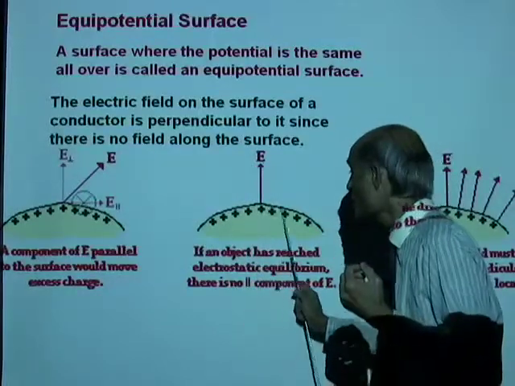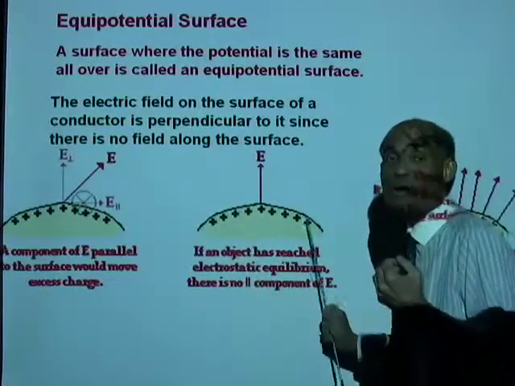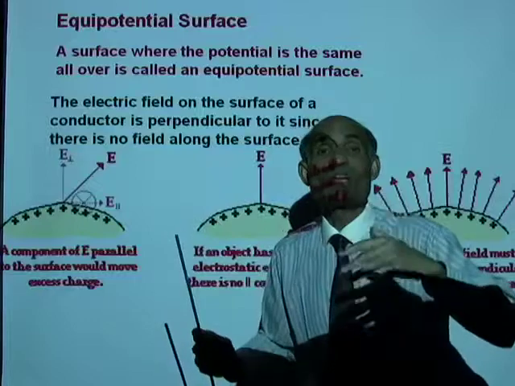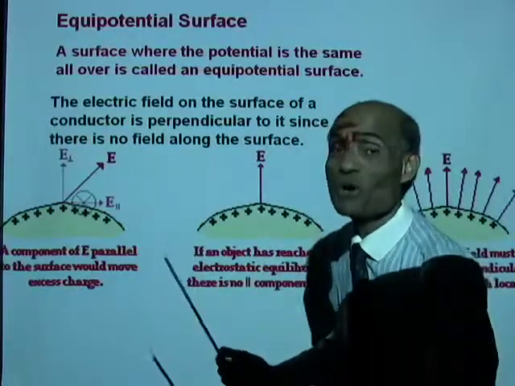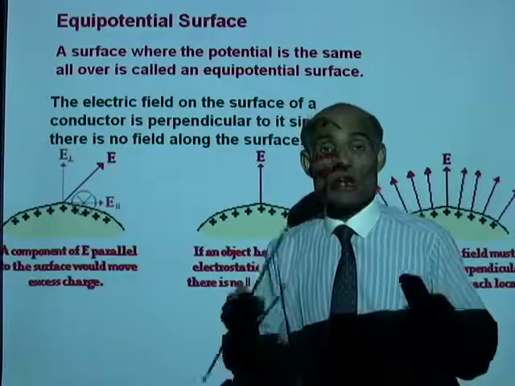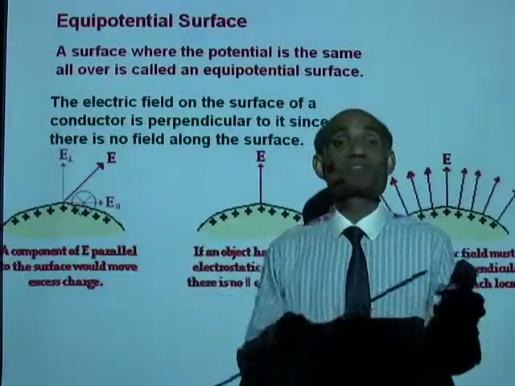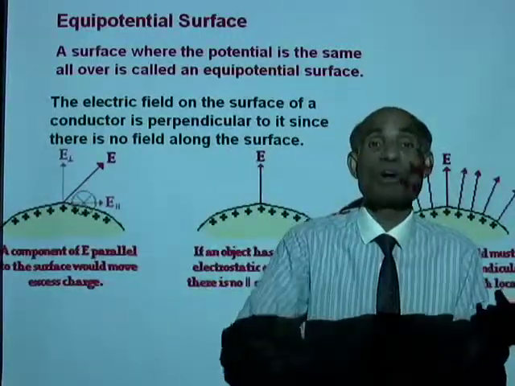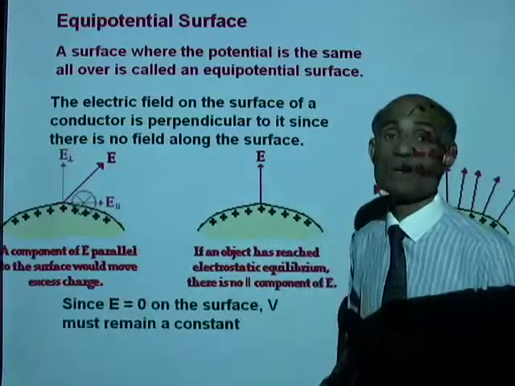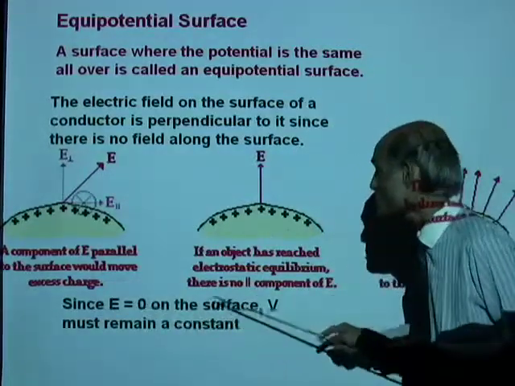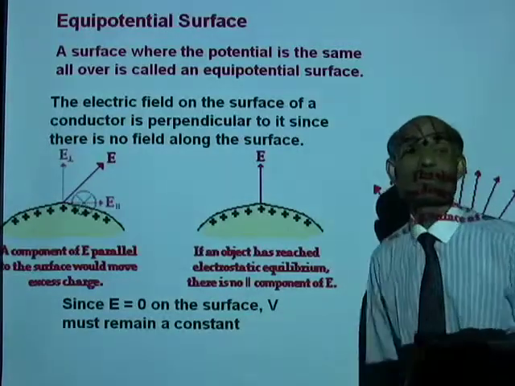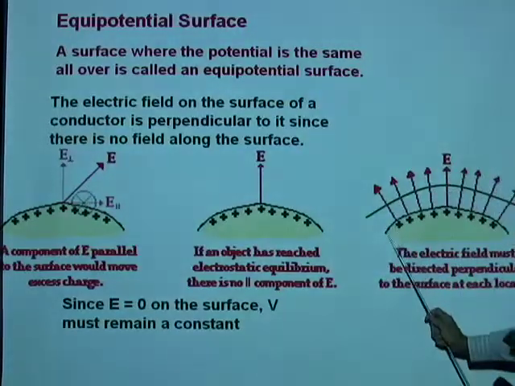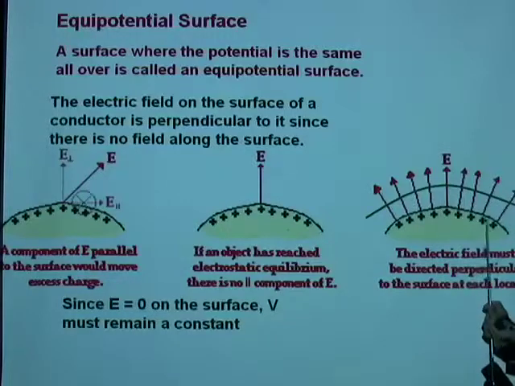Now, if the electric field is at right angles, there is no electric field along the surface. If E equals 0, that means the potential is a constant. So the conclusion is the surface of any charged conductor is an equipotential surface. The potential at any point on a charged conductor will be the same. Since E equals 0 along the surface, V, the potential, must remain a constant. Very important.